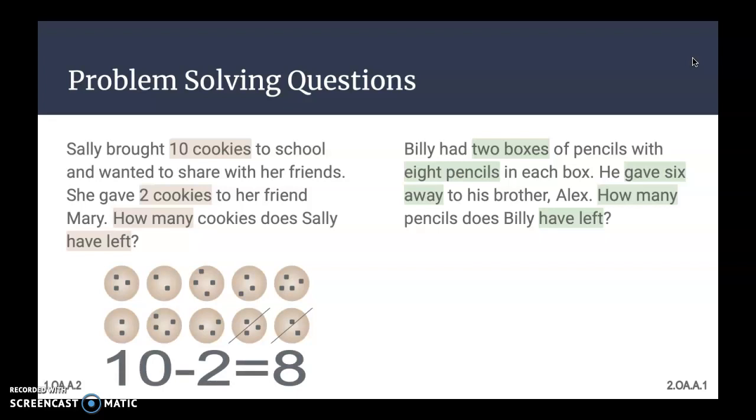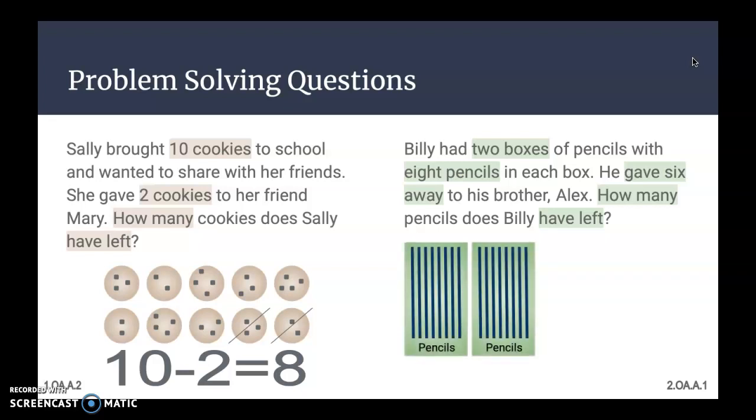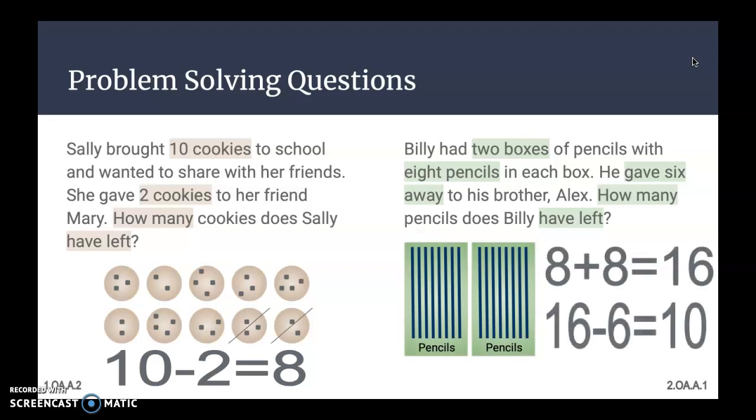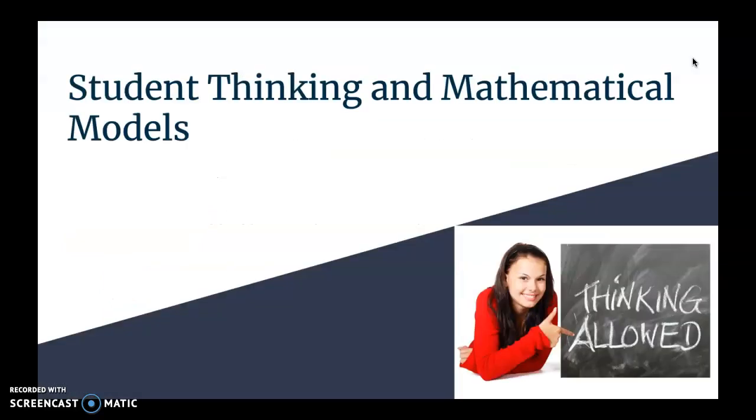The second example we have is a 2-step math problem. Billy has 2 boxes of pencils with 8 pencils in each box. He gave 6 away to his brother Alex. How many pencils does Billy have left? So we have 8 plus 8 equals 16, and then 16 minus 6 will leave us with 10. Student thinking in mathematical models.